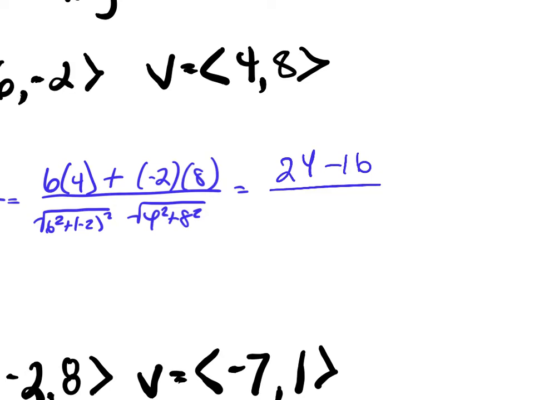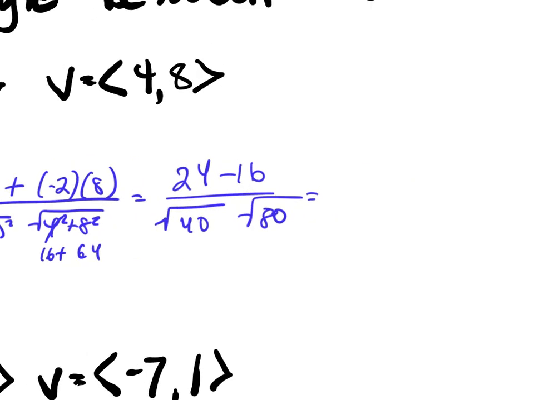So 24 minus 16, and then here I have 36 plus 4, which is root 40. And then here I have 16 plus 64, which is 80. All right, when you get to this point, guys, 24 minus 16 is 8, yes? When you get here, does the square root of 40 and square root of 80 break down? It does. But do you have to?